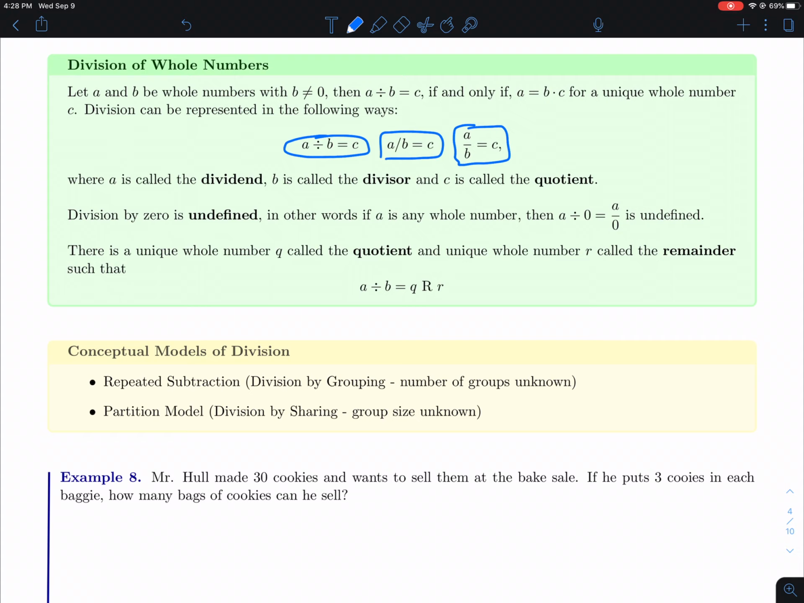And in this case, just like with subtraction, each part of the division has its own separate name. So the A is what's called the dividend. The top number is the dividend of the problem. And the bottom number that's being divided into it is called the divisor. And then the overall division itself is called the quotient. So C would be the quotient in this case.